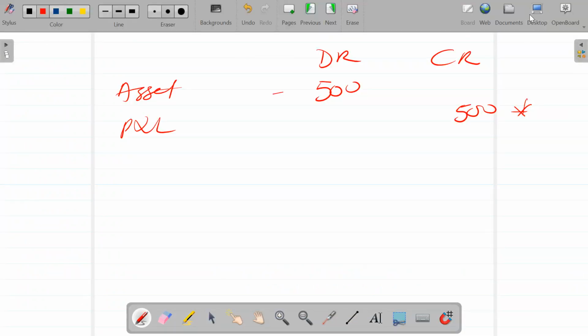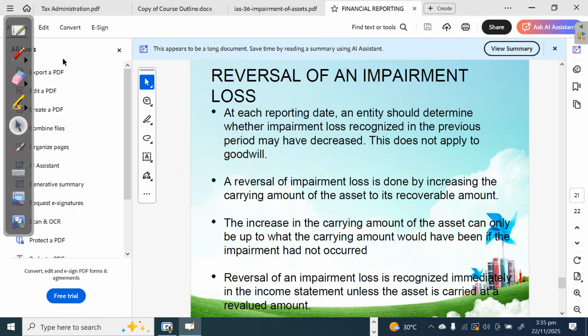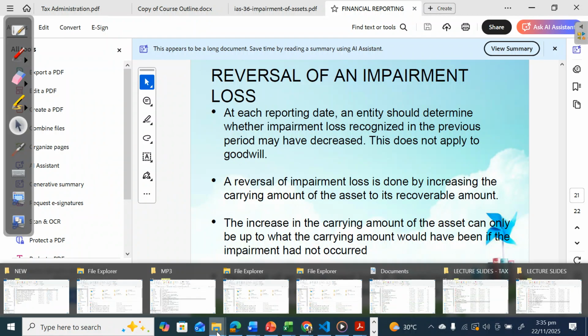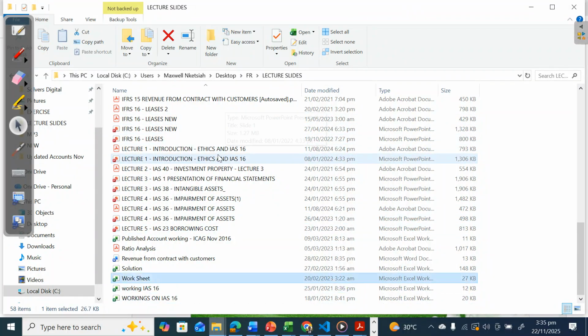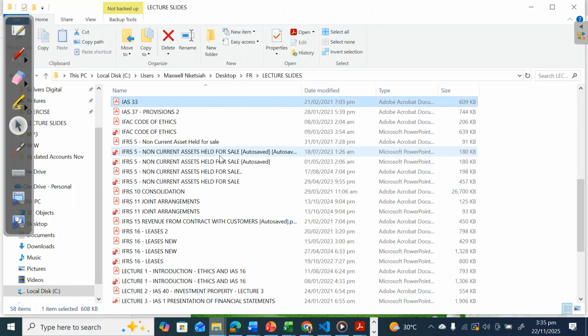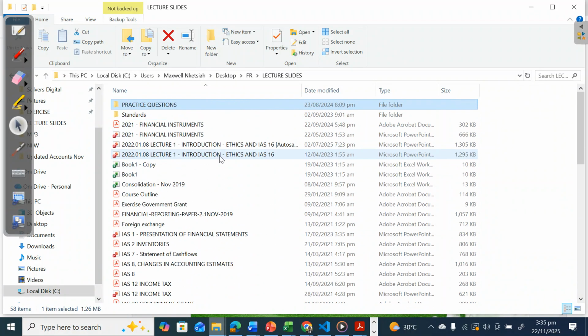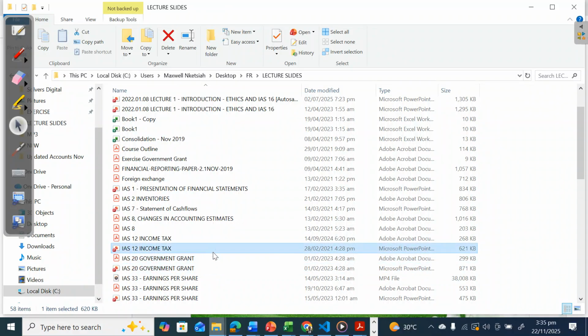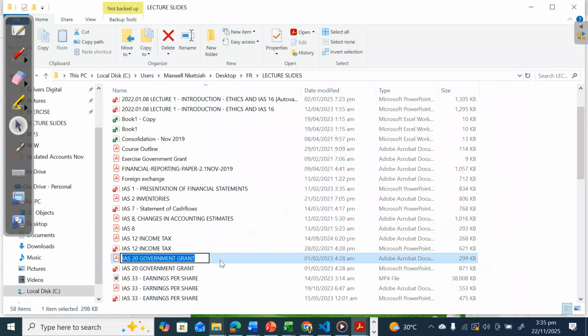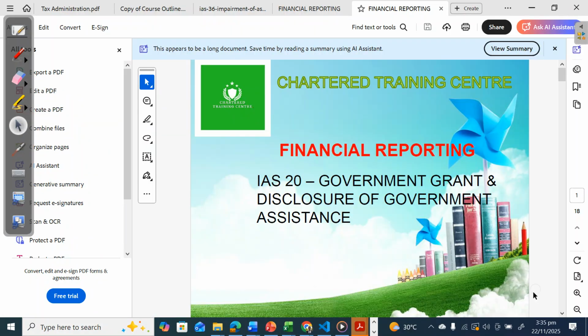Okay. So now let's look at a new standard. IAS 20. IAS 20 talks about government grants. Okay, this is a very simple standard. Okay, what is a government grant? I'm sure all of us have come across government grants.